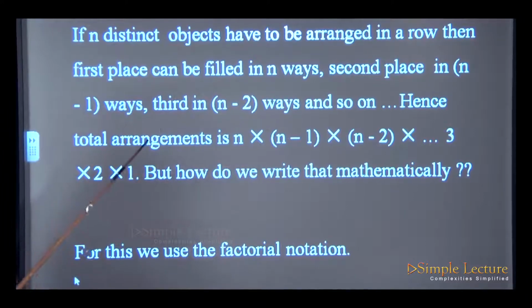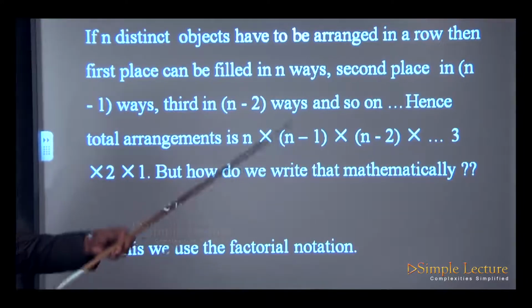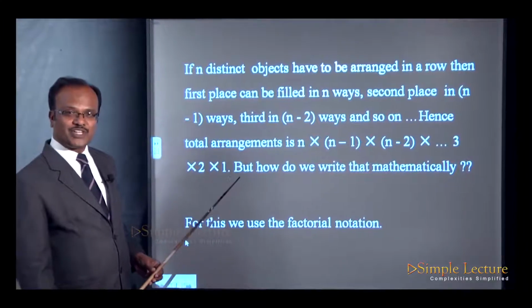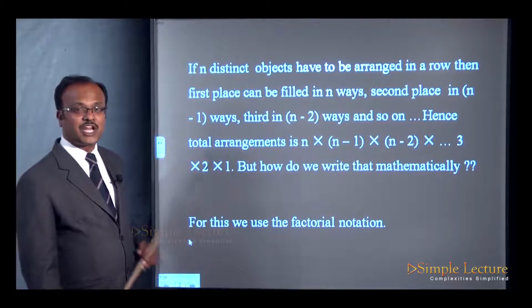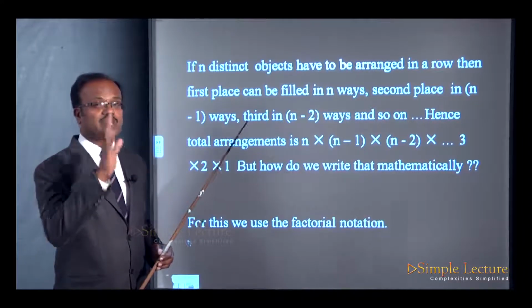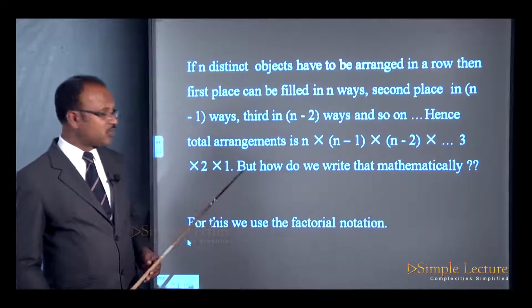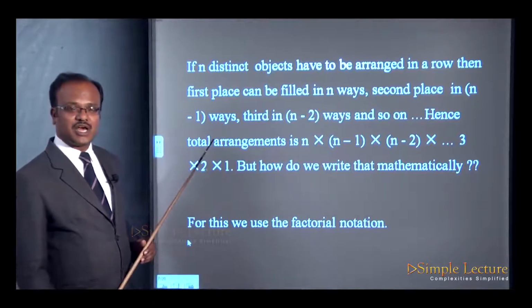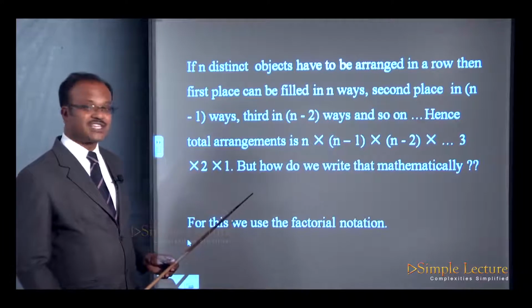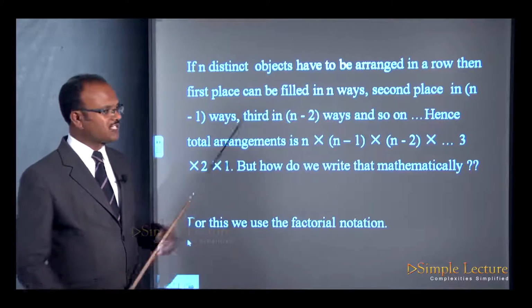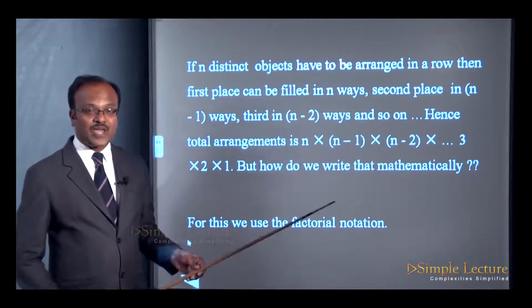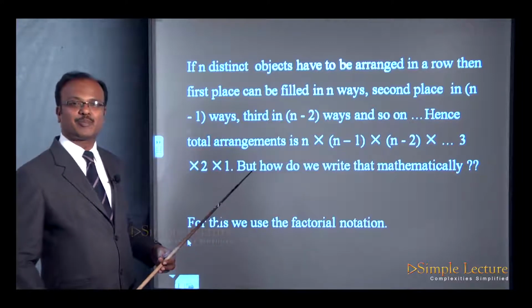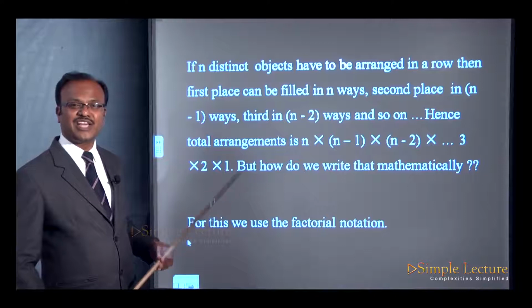So, if there are 6 persons, then you can make the first person sit in the first place in how many ways? In 6 ways you can make him sit. Then you have made one person sit already. Then there is the second place. So, out of 6, how many are remaining now? 5. So, therefore, 6 minus 1. So, you can make the second person sit in how many ways?